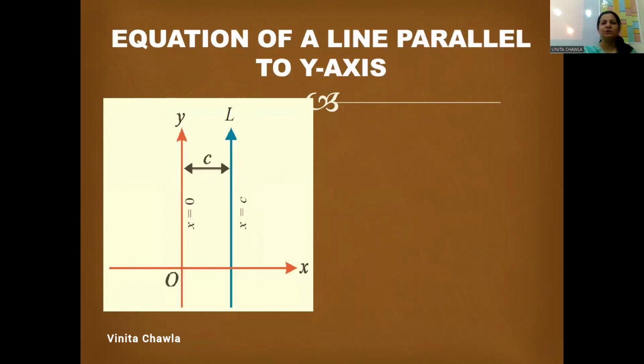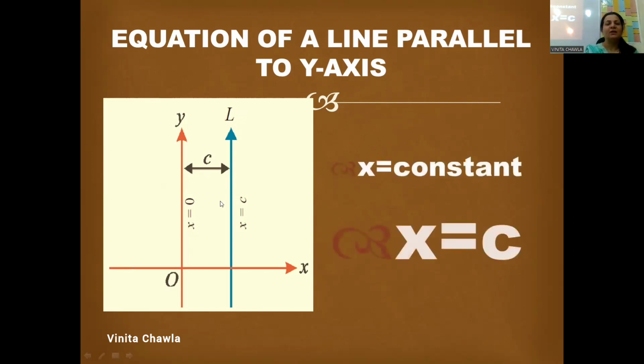Similarly, we can write the equation of a line which is parallel to y-axis. So if a line is parallel to y-axis, here we can see at every point on this blue line, the value of y is changing. But value of x is at a distance c from y-axis everywhere. Because these are parallel lines. Now this line is parallel to y-axis. So we can see that this distance c is the constant distance, and it is the value of x. So any line which is parallel to y-axis has the value of x constant. And here the constant is c. So we can write the equation as x equals c for this particular case.